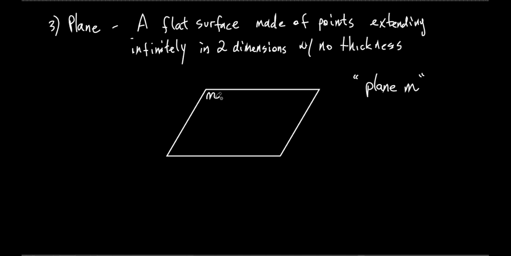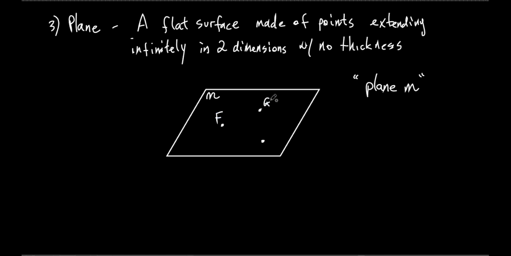Okay. Now a plane has to contain at least 3 points. You have to have at least 3 points to make up a plane. So let's put some points. Put a point here, put a point here, put a point right there. There's 3 points. Let's label them.